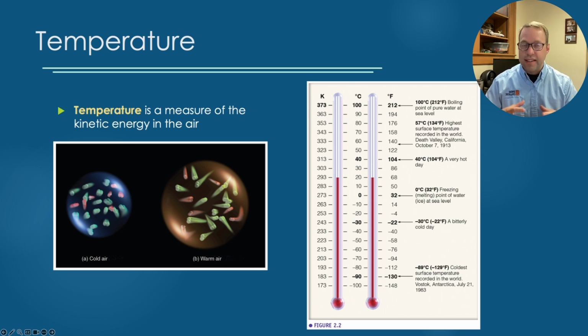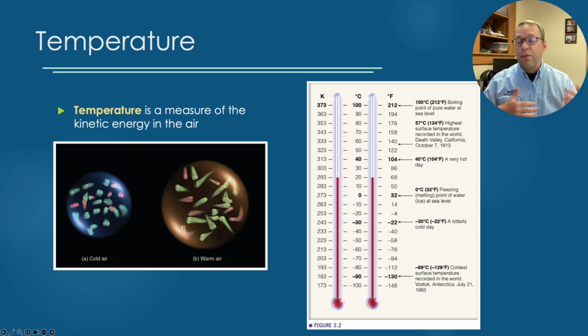The molecules in cold gases move very slowly. But if you heat it up and give it a very high temperature, then that means it's got a very high kinetic energy. The molecules are moving really, really fast. Okay, so that's what temperature is. It's a measure of the kinetic energy in the air.